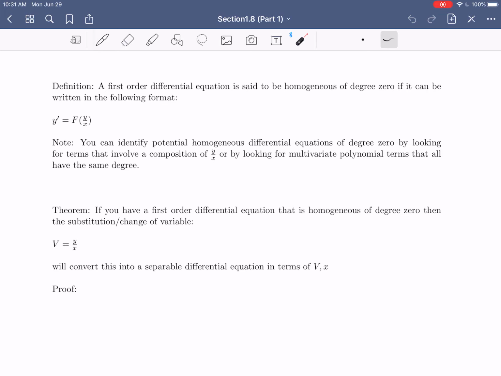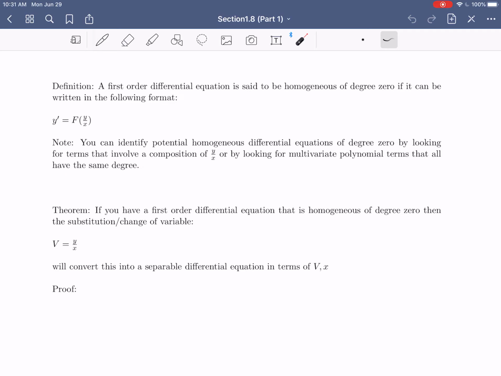How do we identify potential homogeneous differential equations of degree 0? Well, we're going to do several examples in just a moment, so we'll see how to do this identification. But there are two things you should look for that hint at homogeneous differential equations of degree 0. One is anything that involves a composition of y over x. If you see in a differential equation a term like sine of y over x, or e to the y over x power, or something along those lines, those are good tip-offs that you might be looking at a homogeneous degree 0 differential equation.